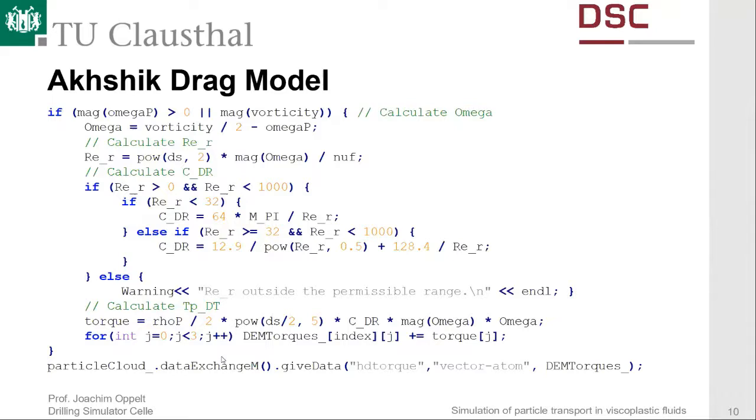A similar procedure is also followed here for the hydrodynamic torques, but there is something different. We also calculate our omega, the rotational Reynolds number, but we cannot do the data transfer like we did for the drag force, because this was not included in the base class of the CFDEM cloud. So this is why here at the bottom, we have this additional line, which is making the data transfer manually.